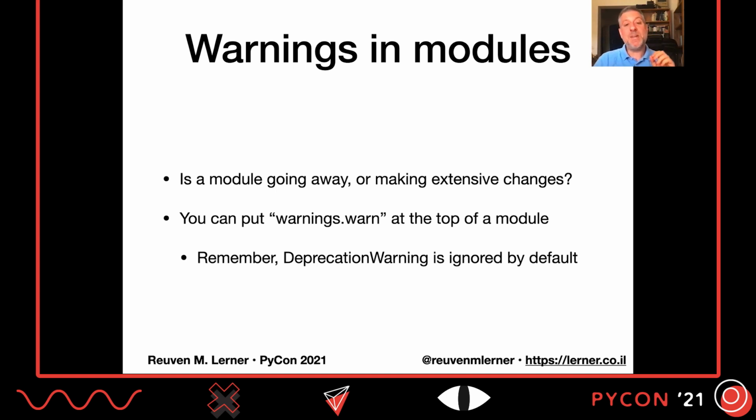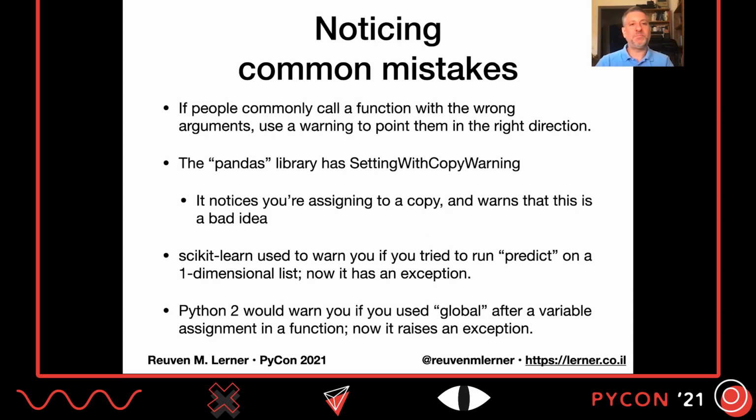In any event, remember that deprecation warning is ignored by default. So you might want to change that, or you might want to understand that maybe you shouldn't be turning on warnings for other people who are using your modules. You'll have to figure out exactly how you want to do this, but again, you want to inform people before it's too late. Another great thing to do is if you're noticing common mistakes. So if people are commonly calling a function with the wrong arguments, use a warning to point them in the right direction, right? So if you have a function and people are constantly calling it with an integer and you really expect a string, you can warn them about that, right? That might even be nice.